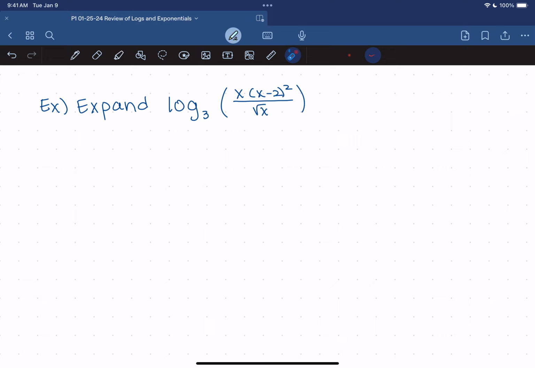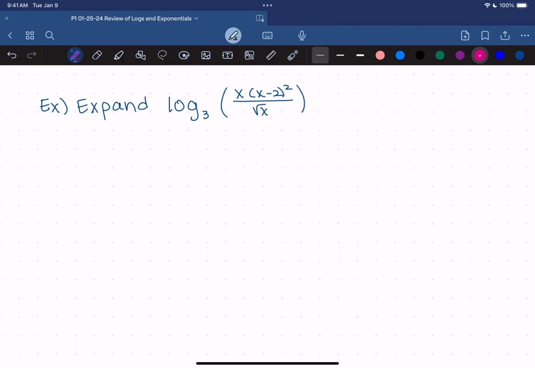Okay, let's practice expanding now. So when you're expanding, in general, start with a power property when you can. And remember, the power property is if you have an exponent on your entire argument. We do have an exponent. However, this exponent is not on the entire argument. It's only on this factor here. So we can't use a power property first.